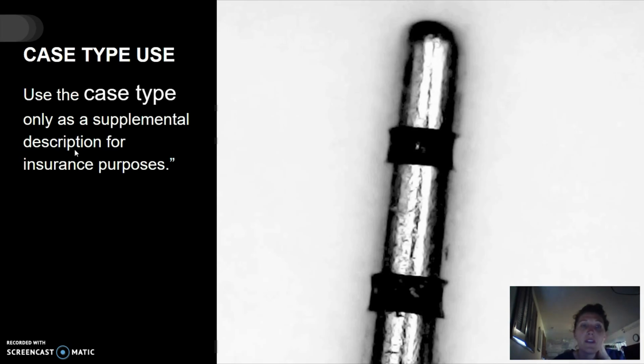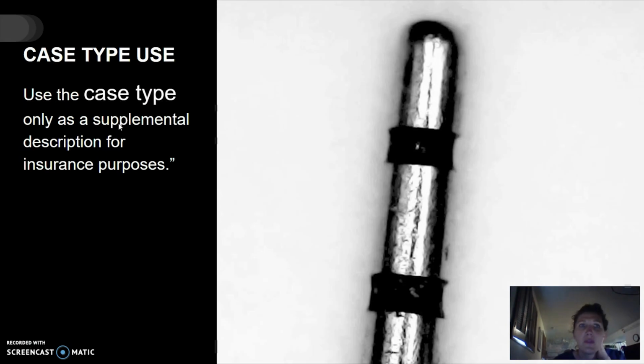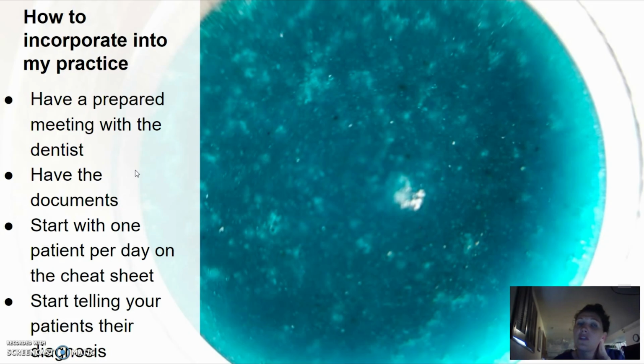Case type, this is what the book says about case type: they're only to be used as supplemental description for insurance purposes. So keep that in mind. We're mainly using the AAP classification system to determine the level of periodontitis. Okay, how do I incorporate this into my practice? Shelley, you've told me this information. What do I do with it?